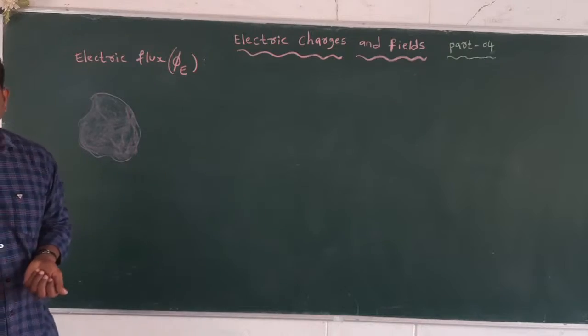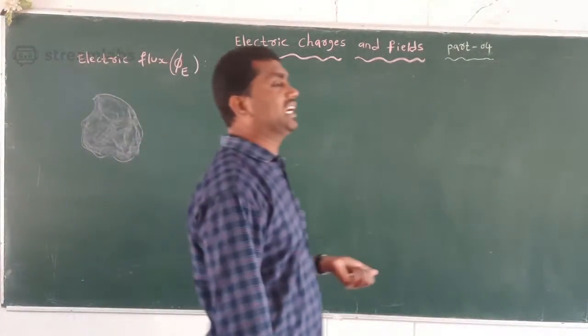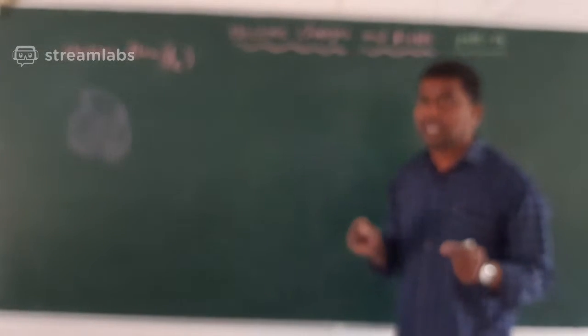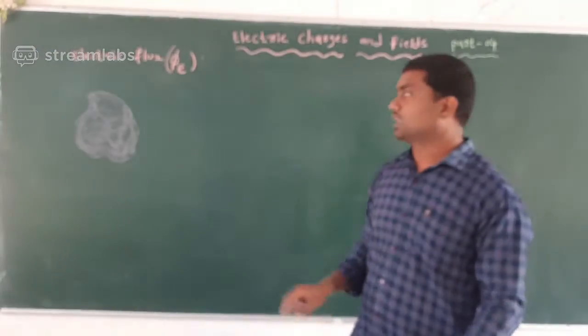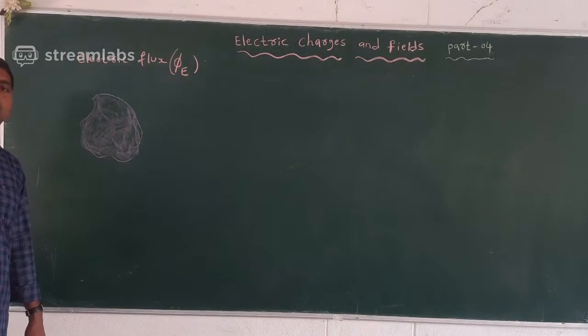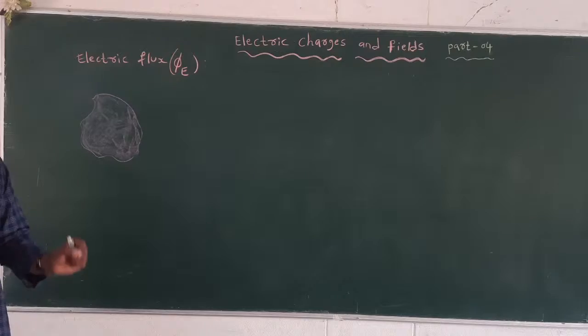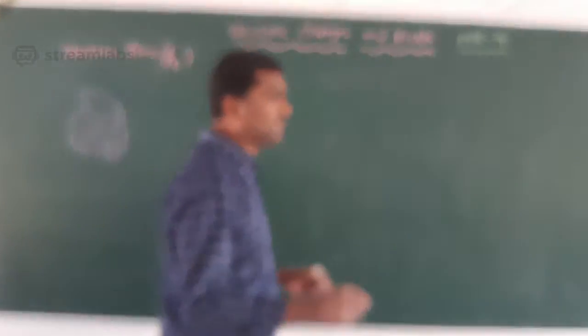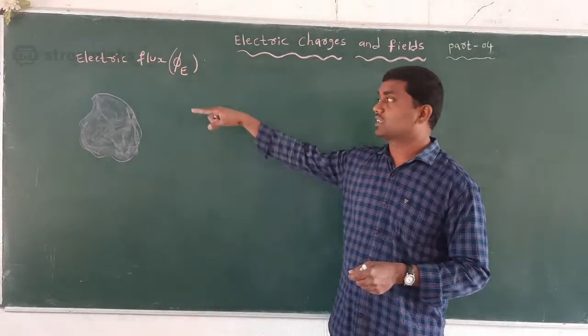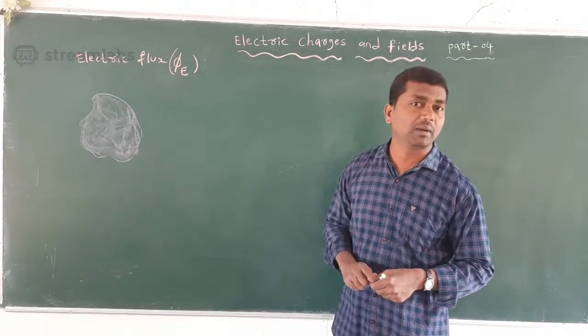So electric flux is nothing but the number of electric field lines we can draw perpendicular to the surface. The number of electric field lines passing through an area, the total surface area, normal to the surface, is called electric flux. The electric field lines are normal to the surface, whether we take a plane surface or any shape of object.